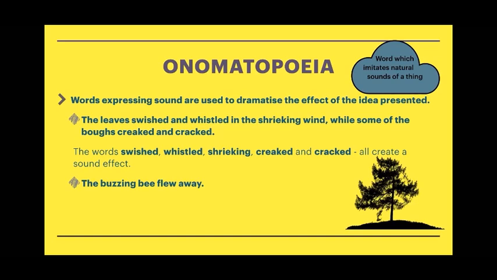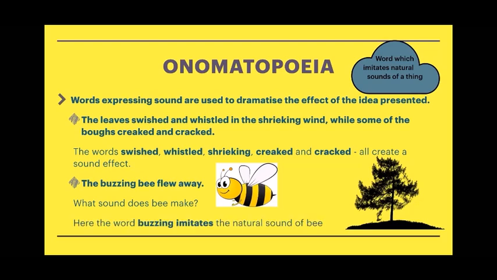The buzzing bee flew away. So in this sentence, the word buzzing has been used. What sound does a bee make? It makes the sound of buzzing. So here the word buzzing imitates the natural sound of a bee. Because it imitates the natural sound, it is onomatopoeia.